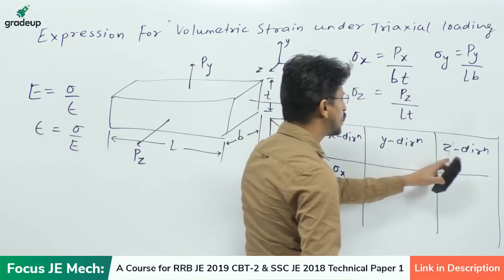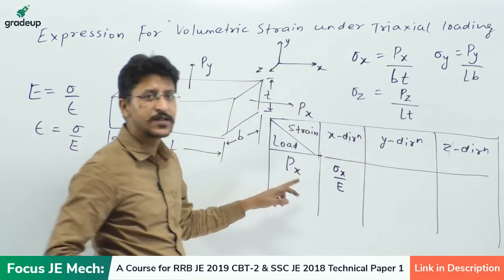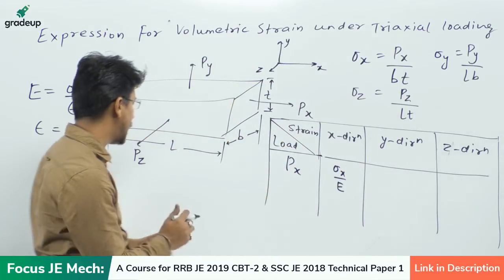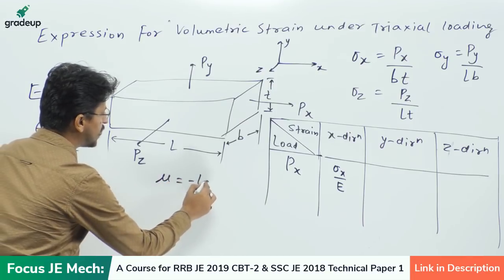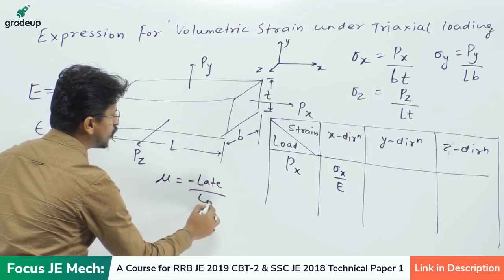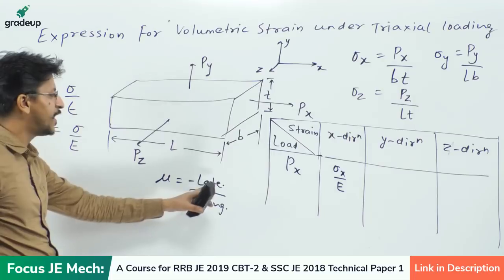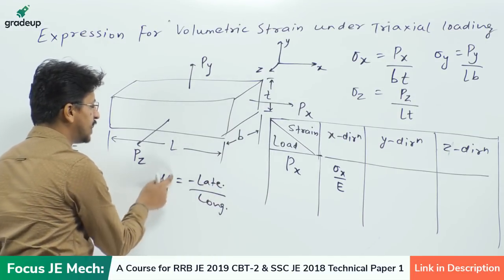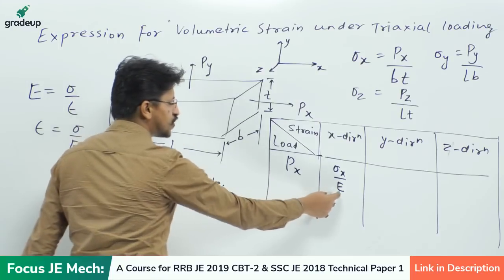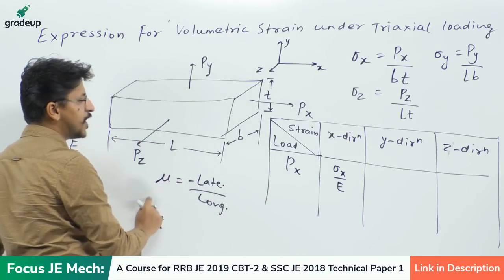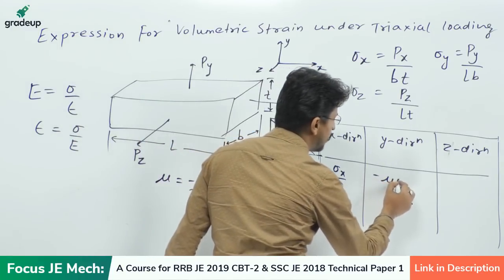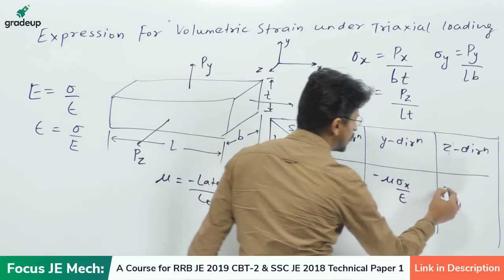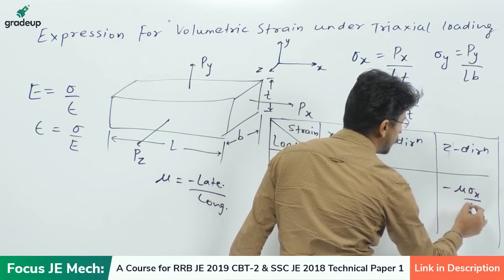But the other directions will become transverse for this. We know mu is equal to minus lateral over longitudinal. Correct? So if we need to find this lateral or transverse strain, we just multiply the longitudinal strain by the Poisson's ratio with a minus sign. So this will be minus mu sigma x by E.